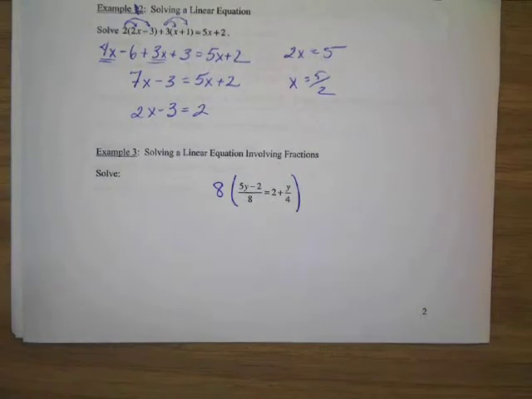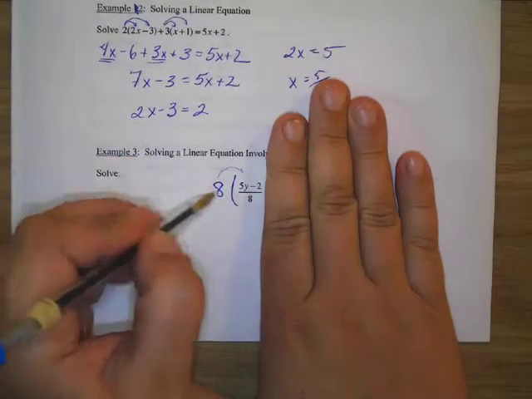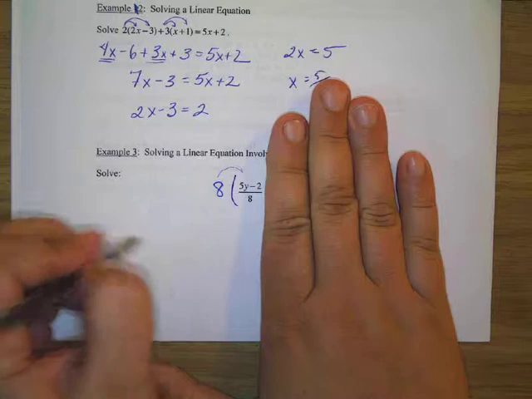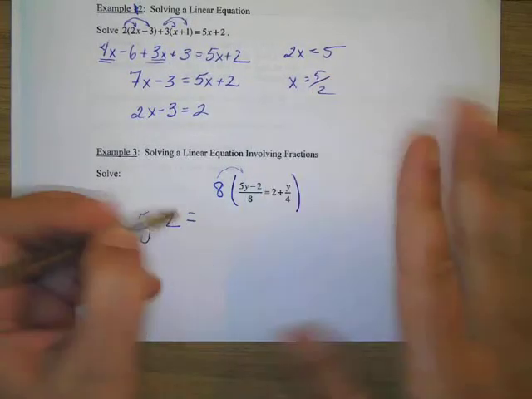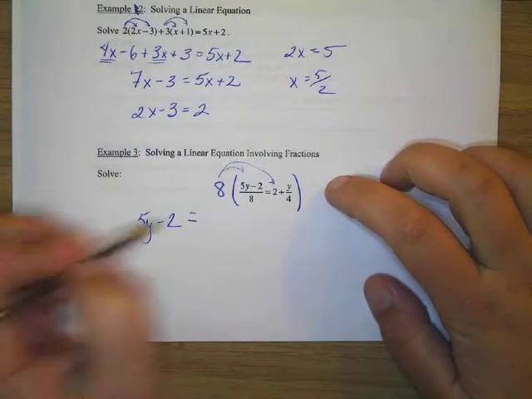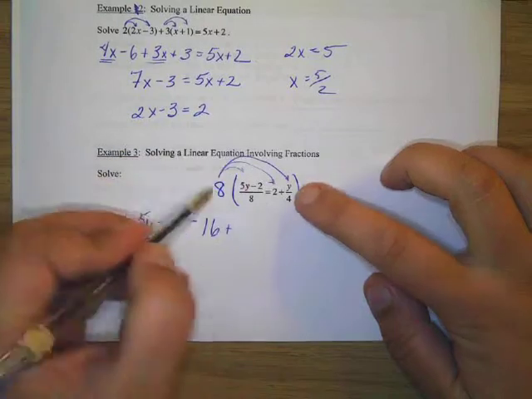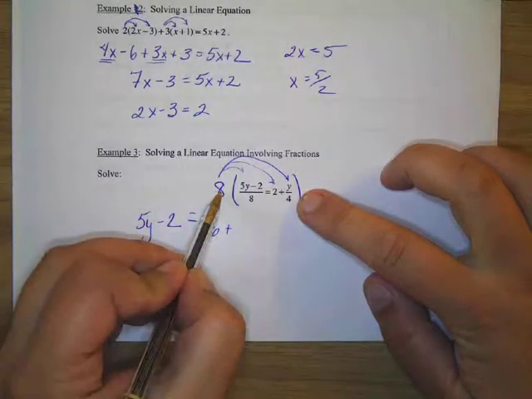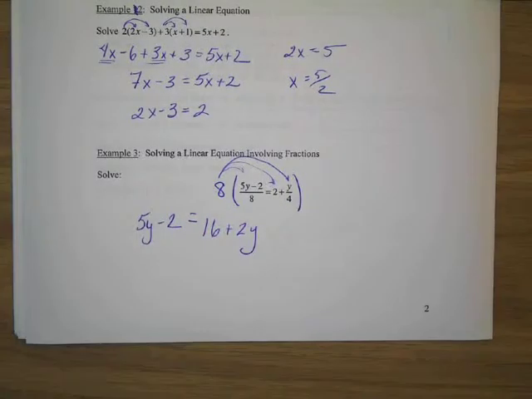So then 8 and 4 cancel. So right here, if I multiply this by 8, what happens to the 8s? They cancel, and we're left with 5y minus 2 equals, now I got to multiply the 2 by 8. 16. Plus, when you multiply this by 8, 4 goes into 8 twice, right? So we're left with 2y. Now I skipped a whole mess of steps right there. Are we okay? Yes. All right.